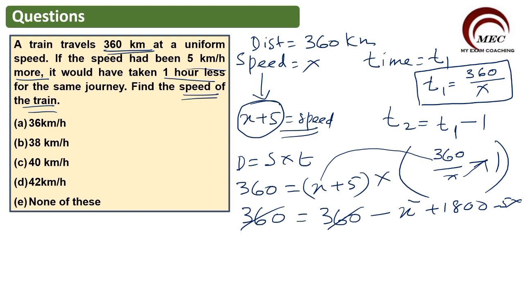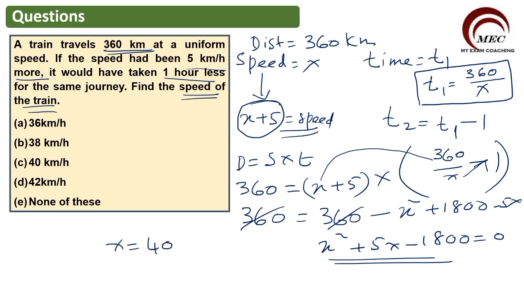You got a quadratic equation now. x square plus 5x minus 1800 equal to 0, by transposing everything to the left side. When you solve this quadratic equation using the quadratic formula, we will get the value of x equal to 40 kilometers per hour. That solution part I am not doing here. Once you get the equation, you can apply the quadratic formula and find the value of x. Now from the given options, you can find that the correct answer is 40 kilometers per hour. You are clear about how to find the solution for this using the quadratic formula.